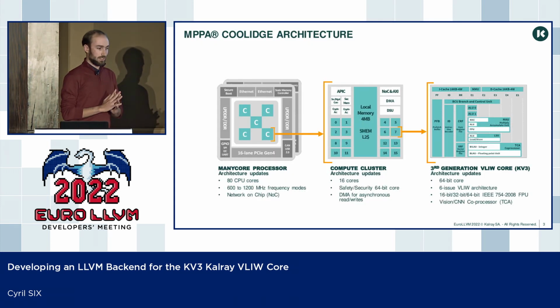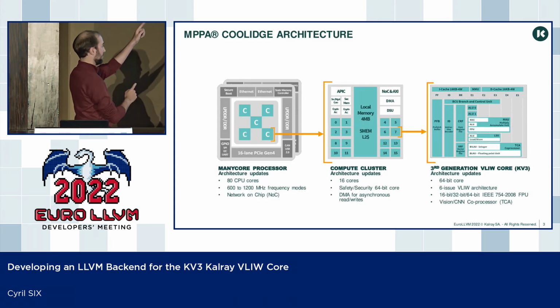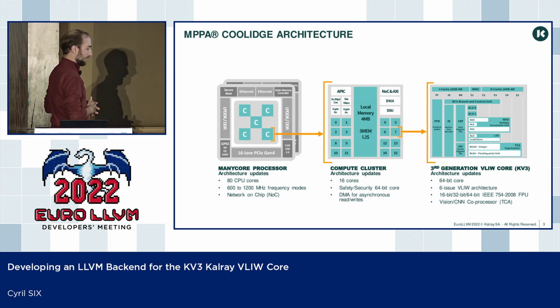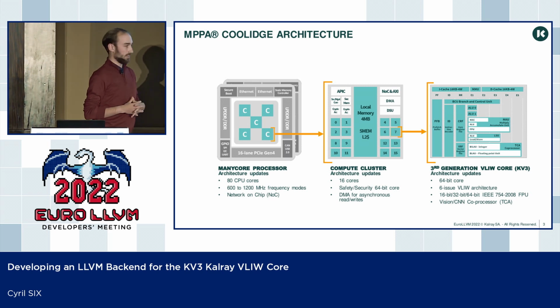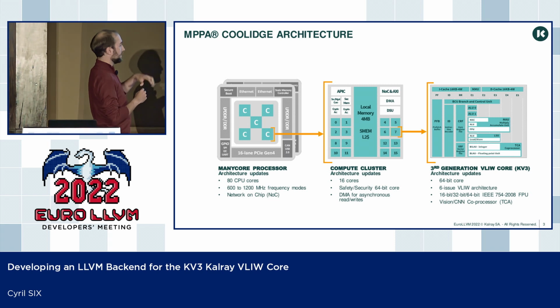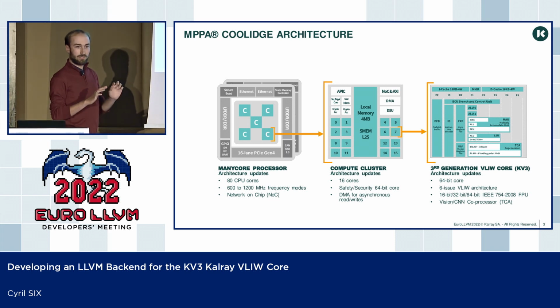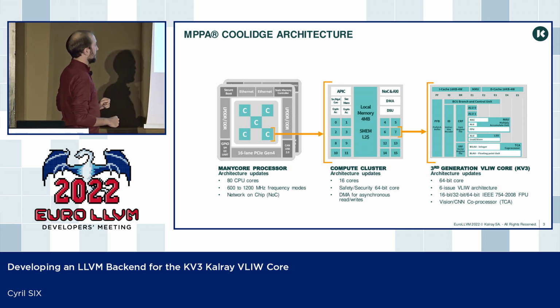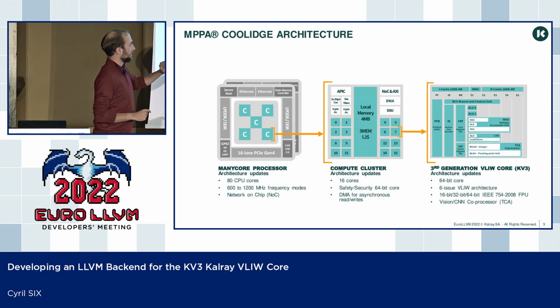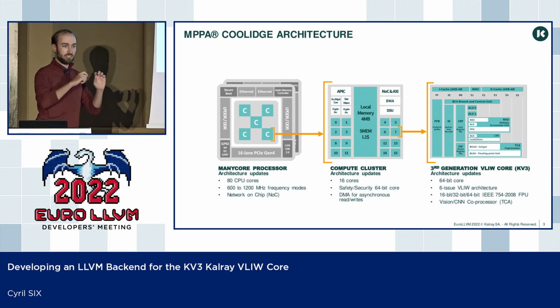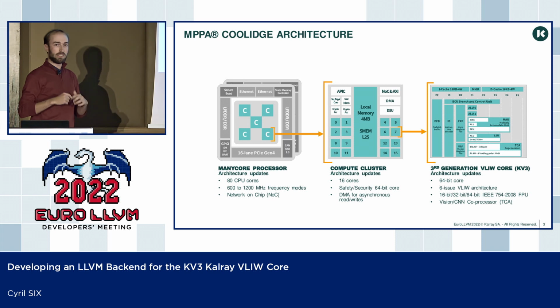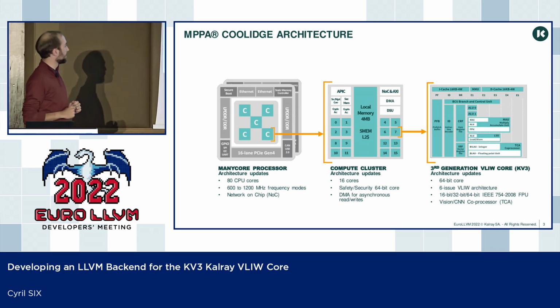What we're developing is an architecture called the Coolidge architecture. It's a manycore processor. It has 80 CPU cores that are divided into 5 compute clusters. And thanks to the network on chip, the clusters can send messages to each other through asynchronous write or read.